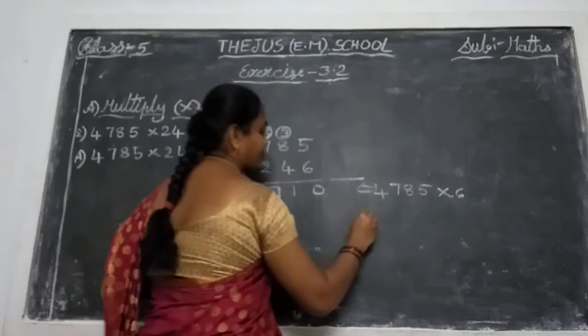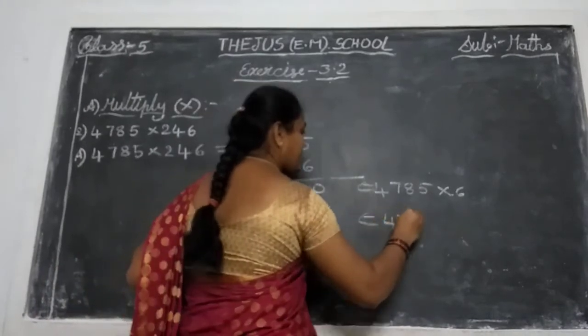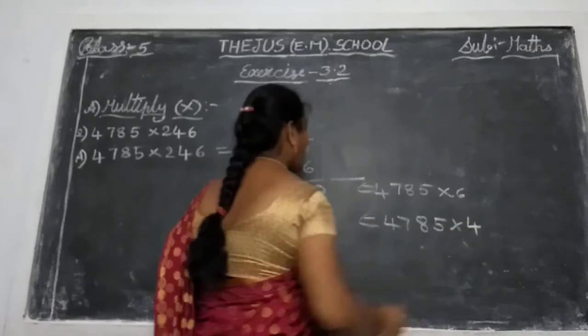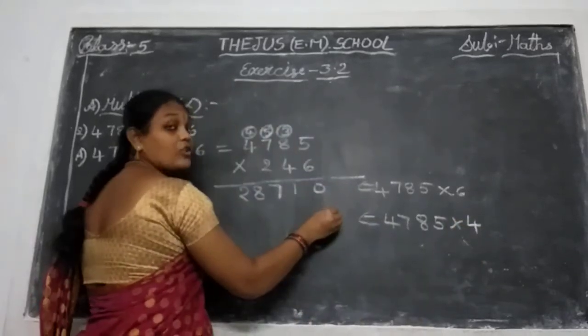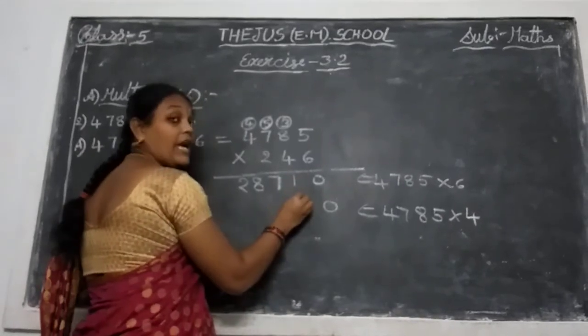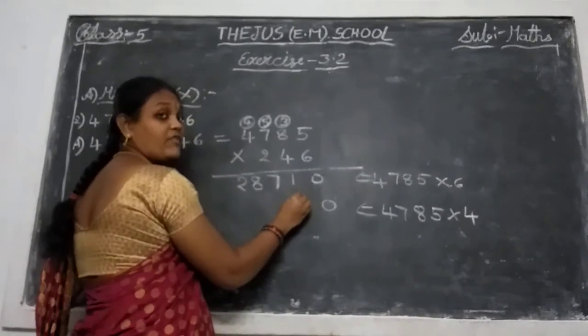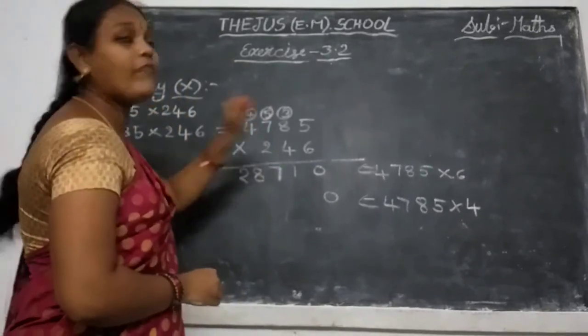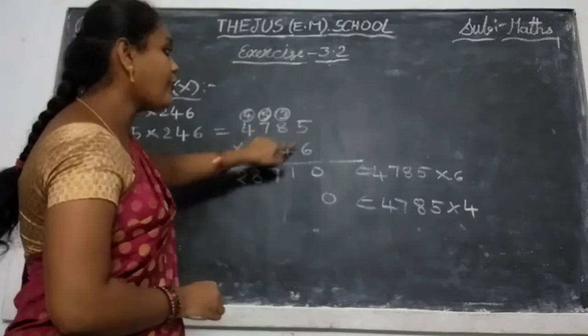Now the ones place of the given number is completed. The tens place is 4. So the ones place is completed. So in the second line, in the ones place put 0. So the tens place will be started now. So we will write the answers starting in the tens place. Now 4 table with 4 7 8 5. Now first 4 into 5.